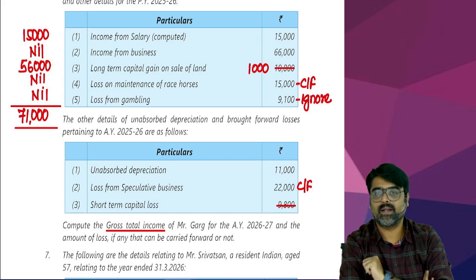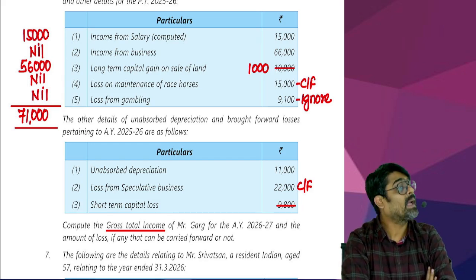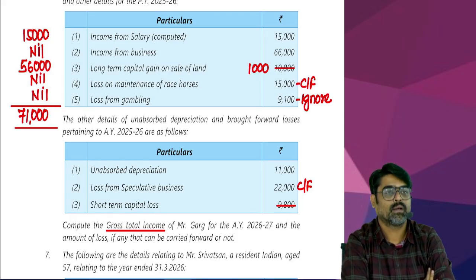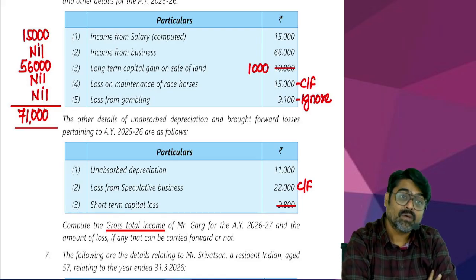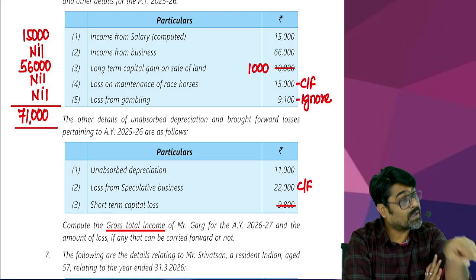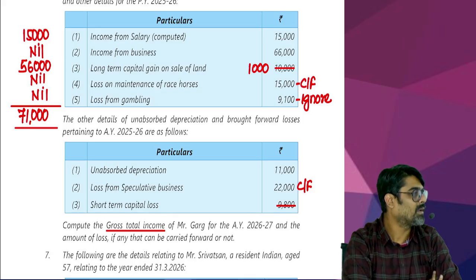Fortunately, you are a resident, so you will be able to set off the unexhausted basic exemption limit. Hence, you will not be liable to pay tax on the long-term gain also. But what if your status was non-resident? The unexhausted basic exemption limit will not be set off, and you will have to pay tax on that 1,000. Then in that case, saving that 1,000 will not be fruitful for me.